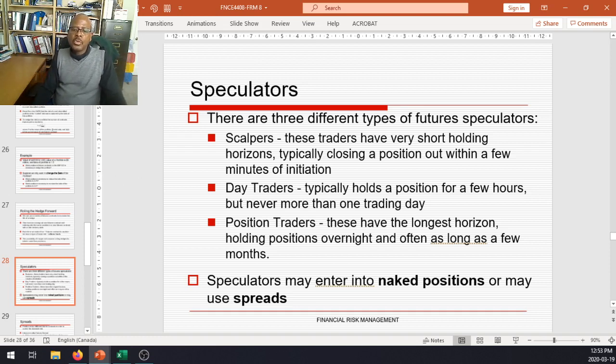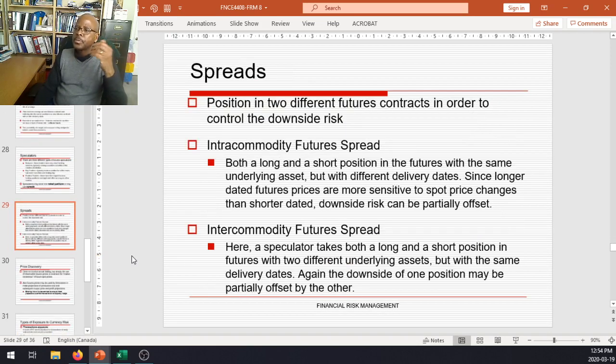So with speculators, you can simply speculate using what's called naked positions. You simply go long in the futures market, or you go short in the futures market, or you can use spreads. There are two main sorts of spreads. There's the intra-commodity spread, where you take futures contracts on the same underlying commodity but you switch up the maturities. You go long with one maturity and short with another, depending on whether you think the price is going to go up or down.